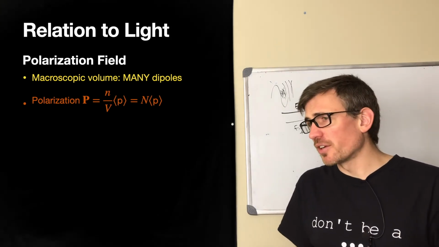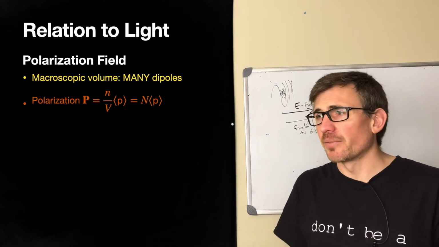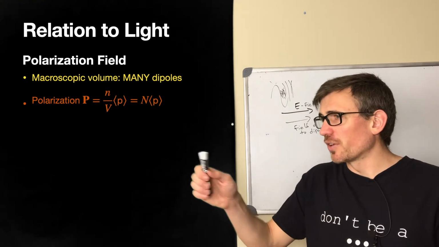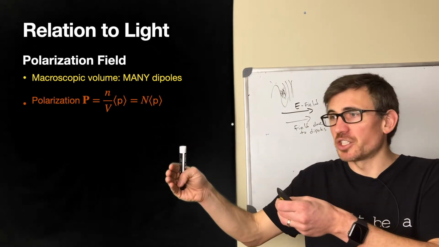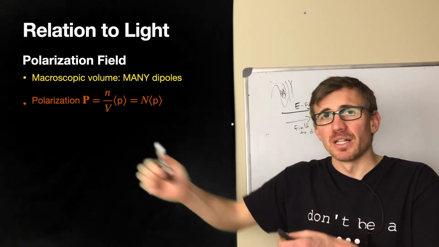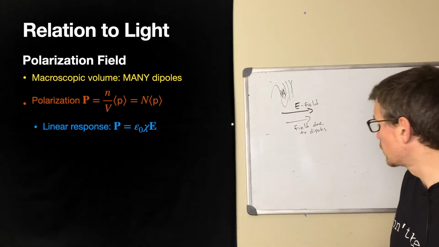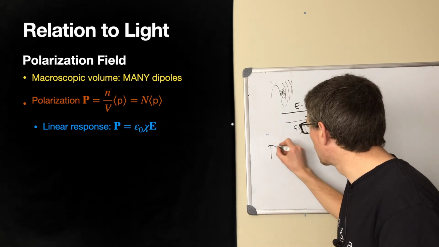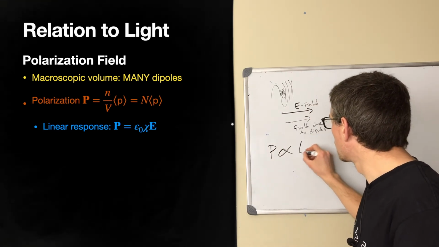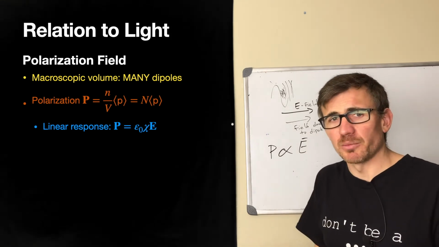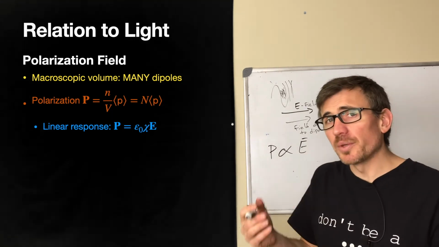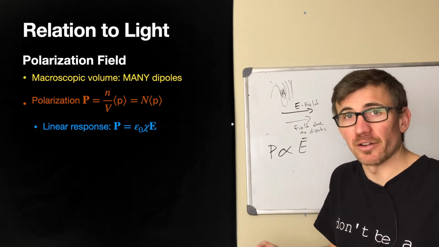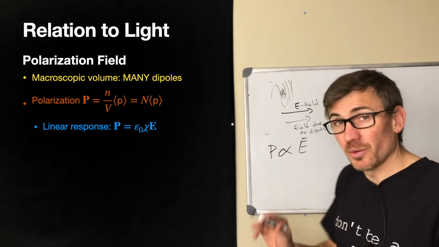A reasonable thing to assume is that the response is linear. That means if I turn off the field, I get 0. If I put on a small field, I'm going to get some induced polarization. If I double that field, I get twice as much. So with linearity, we're going to assume that the polarization field is proportional to the electric field, which is pretty reasonable. It's not always the case. If we have a very, very strong field, we enter the regime of what are called nonlinear optics.